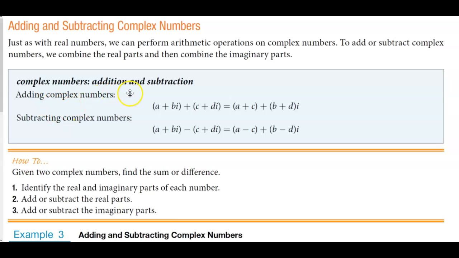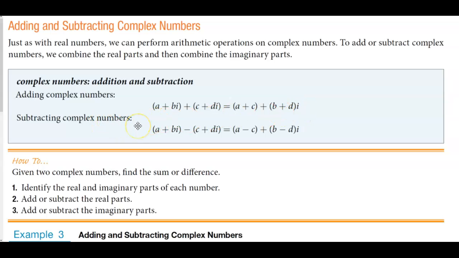Complex numbers, addition and subtraction. When you're adding complex numbers, you have a plus bi plus c plus di. And what we do is we group the real numbers together, a plus c, plus we're going to group the imaginary numbers together, followed by the i.